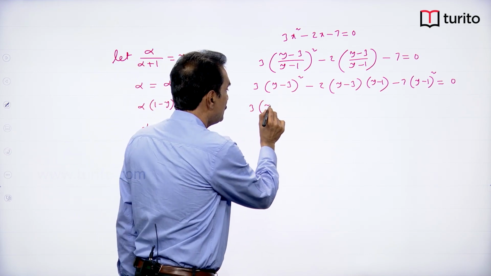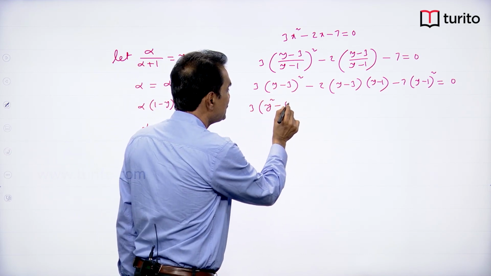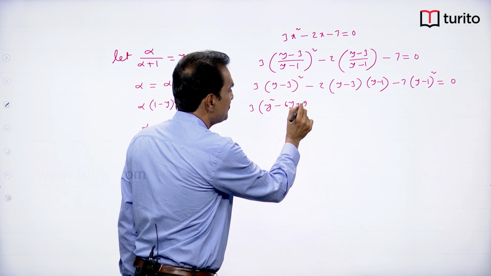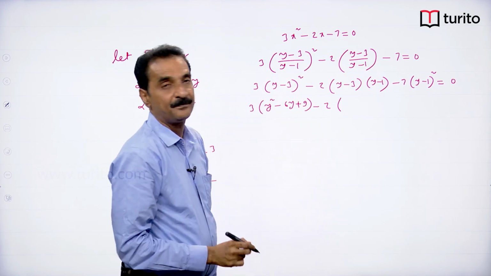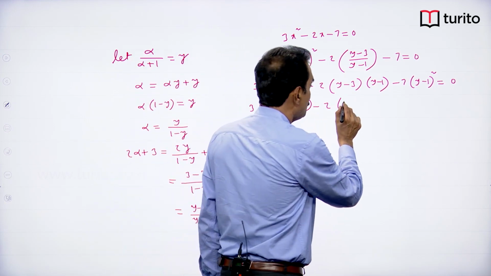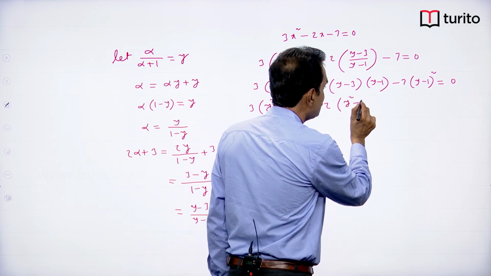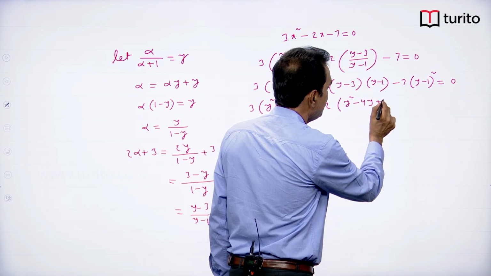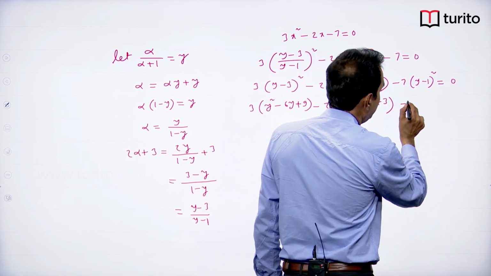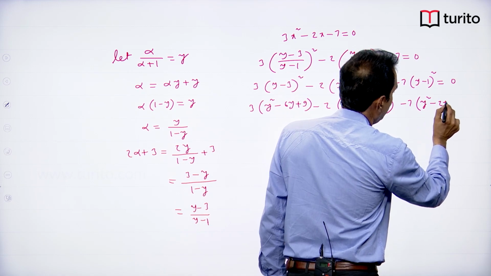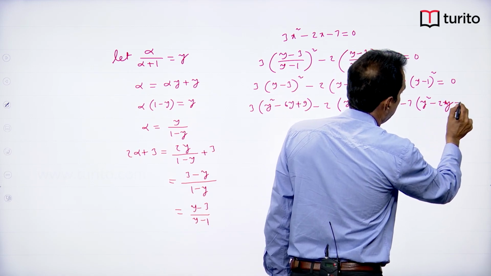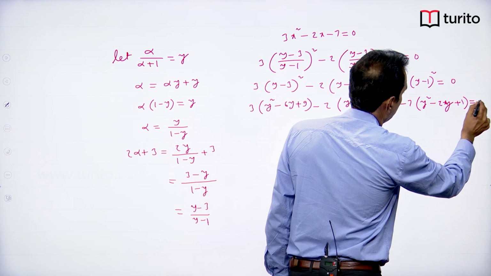3 into (y square minus 6y plus 9), minus 2 into, multiply these two, (y square minus 4y plus 3), minus 7 into (y square minus 2y plus 1) is equal to 0.